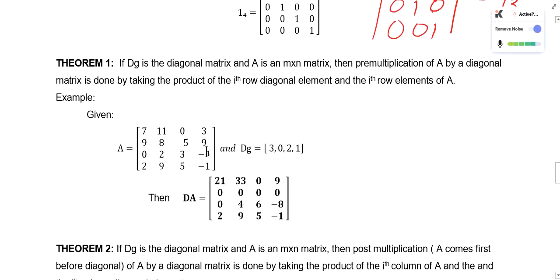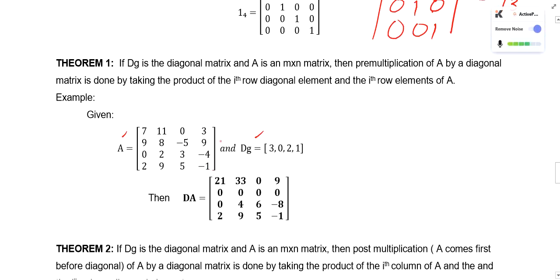So, for special matrices, we have a theorem here. Theorem 1 states that if the diagonal of a matrix, and A is an m times n matrix, then multiplication of A by a diagonal matrix is done by taking the product of the ith row diagonal element and the ith row elements of A. So we are given a matrix A, and given our diagonal matrix. The product of the two is just the ith diagonal element multiplied by the ith row elements of A.